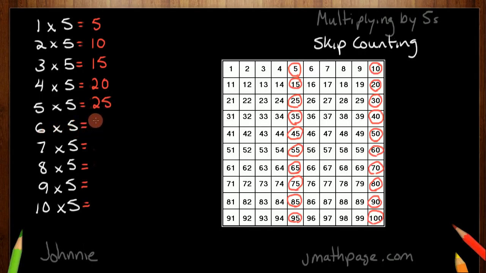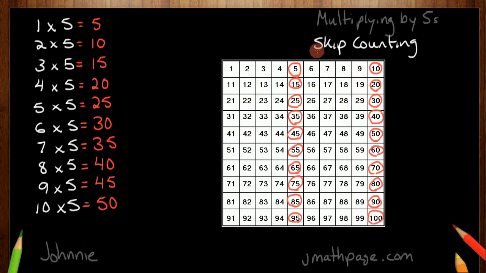6 times 5 equals 30. 7 times 5 equals 35. 8 times 5 equals 40. 9 times 5 equals 45. 10 times 5 equals 50. And we can see all of our multiples over here in the table, can't we?